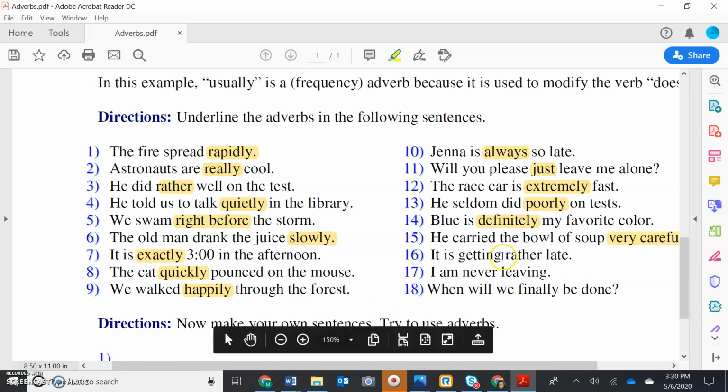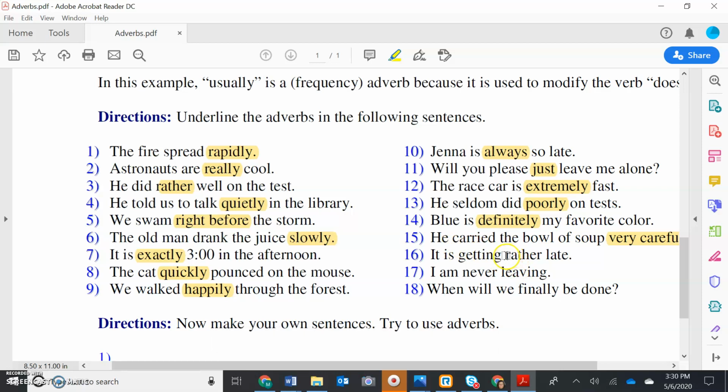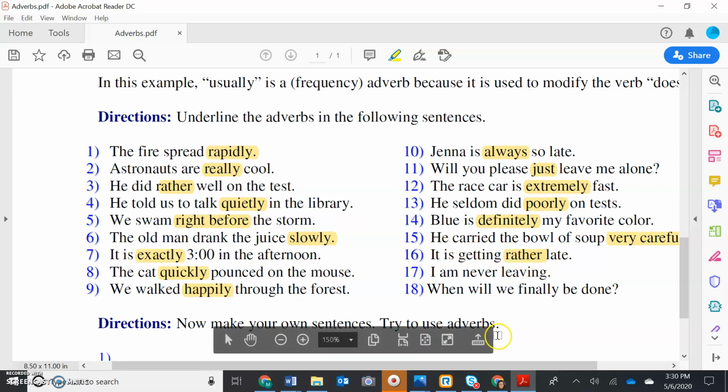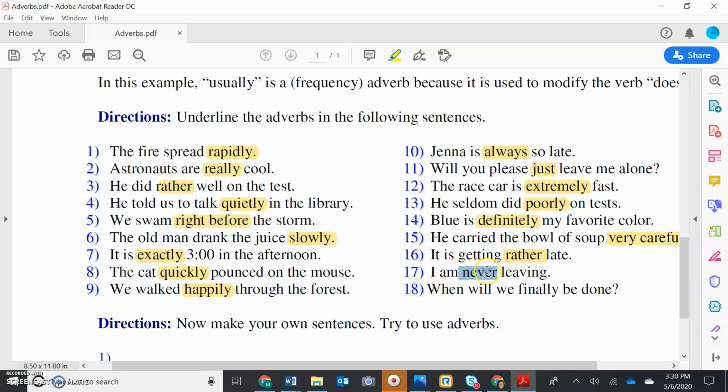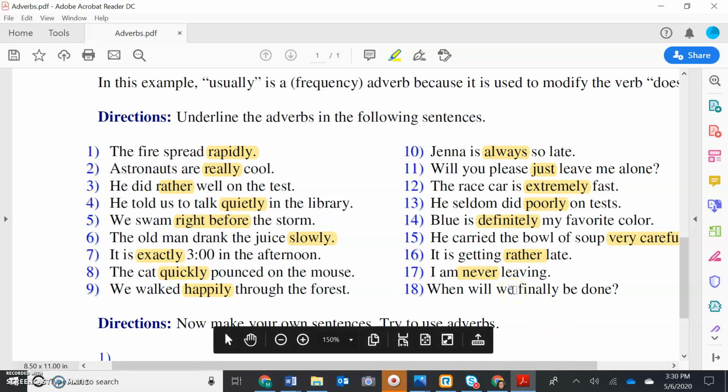It is getting how late? When are we leaving? Number 17. I am never leaving. Leaving when? Leaving never. Never tells you about leaving. But also people could say am is the verb. I am is a sentence. So that's actually a really tricky sentence, but we'll get into that another time. When will we finally be done? Who will? We will. We will what? We will finally.